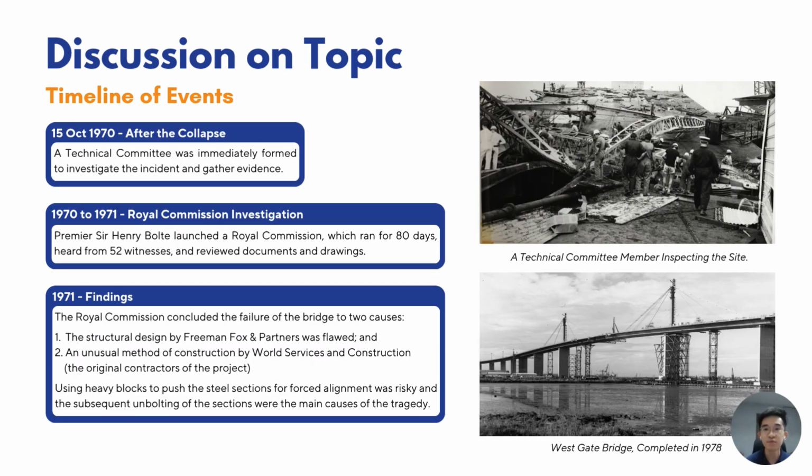After the collapse, an investigation was conducted by the Royal Commission. Their findings concluded two main causes. One, the engineering design by Freeman, Fox and Partners was flawed. And two, the project contractor, World Services in Construction, had used an unusual method of constructing the steel section. It was also noted that using heavy blocks for forced alignment was extremely risky, and the subsequent unbolting without following safety procedures were the main causes of the collapse.